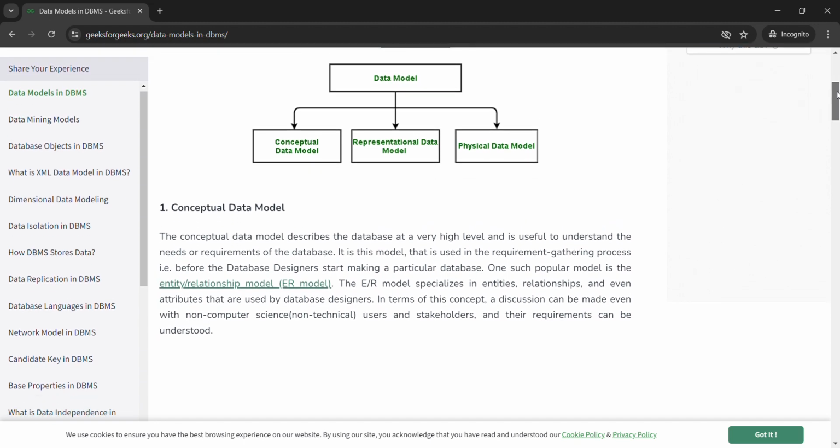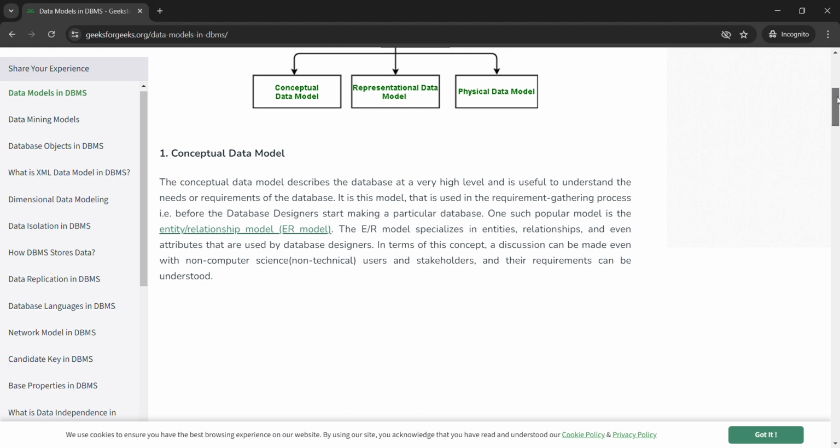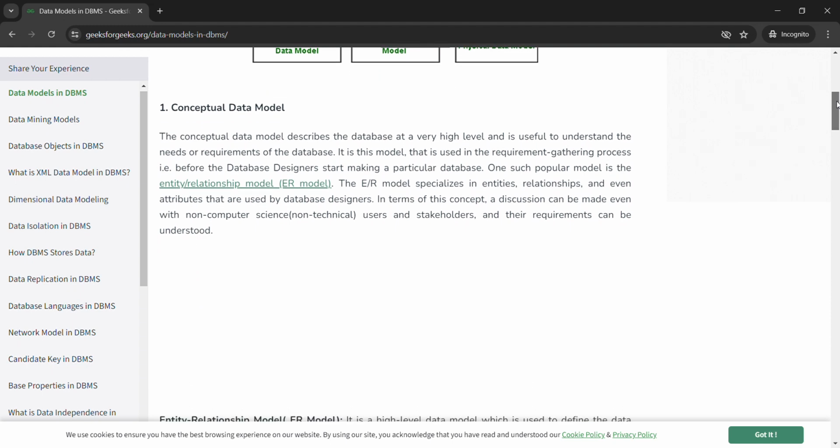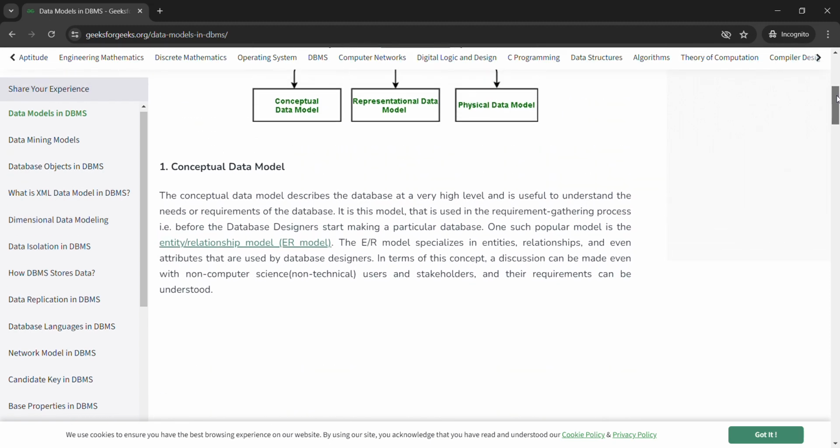The ER model specializes in entities, relationships and attributes that are used by database designers. With this concept, a discussion can be held even with non-technical users and stakeholders, and their requirements can be understood.